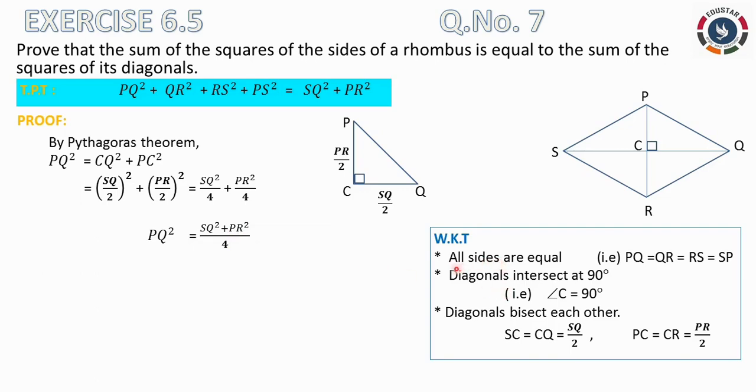So the very first point we have here is that all sides are equal. That means PQ square is equal to QR square, which is equal to RS square, which is equal to PS square. So at last all four sides are equal, right? So this LHS can be written as 4 times PQ square. And multiplying 4 into this value, the 4 and 4 get cancelled, which is equal to SQ square plus PR square, which we wanted to get as the result.